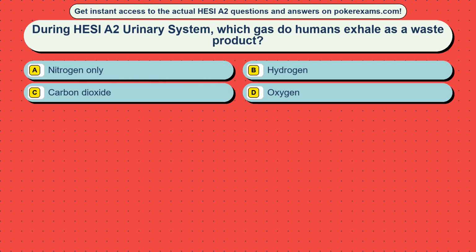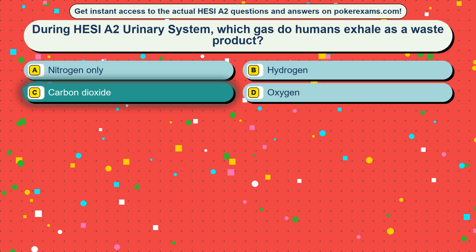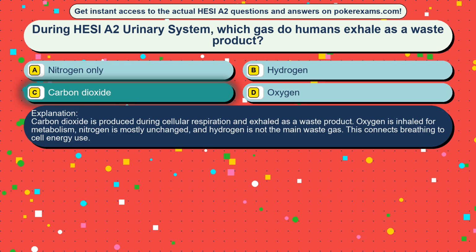Question 31. During HESI A2 urinary system, which gas do humans exhale as a waste product? Option A, nitrogen only. Option B, hydrogen. Option C, carbon dioxide. Option D, oxygen. The correct answer is option C, carbon dioxide. Carbon dioxide is produced during cellular respiration and exhaled as a waste product. Oxygen is inhaled for metabolism, nitrogen is mostly unchanged, and hydrogen is not the main waste gas. This connects breathing to cell energy use.